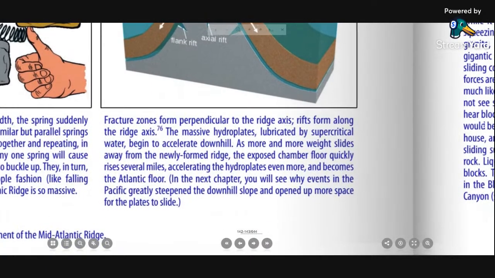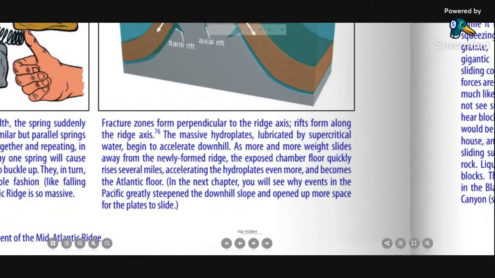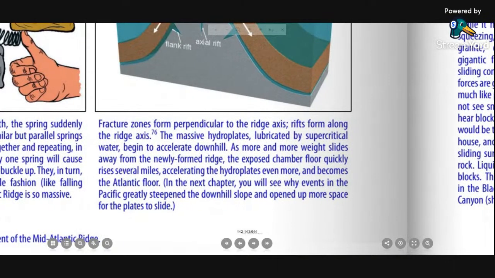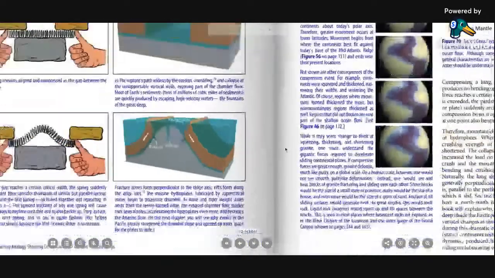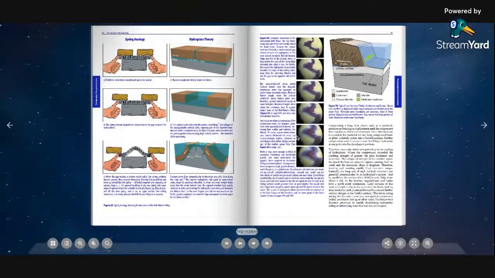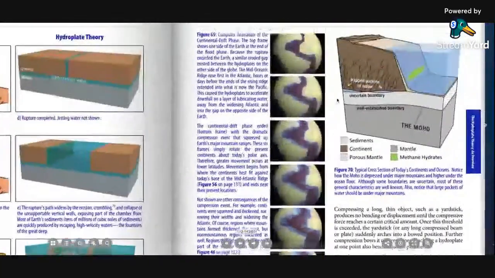In the next chapter, you will see why events in the Pacific greatly steepened the downhill slope and opened up more space for the plates to slide. Okay, let's take a look at those springs. Let's see what's happening inside of the Earth here.